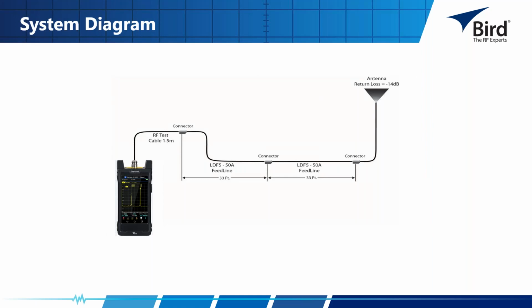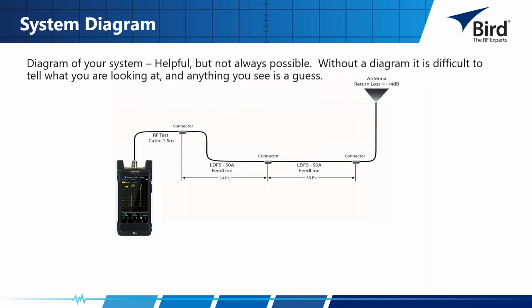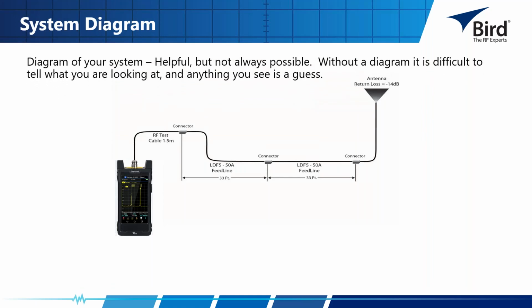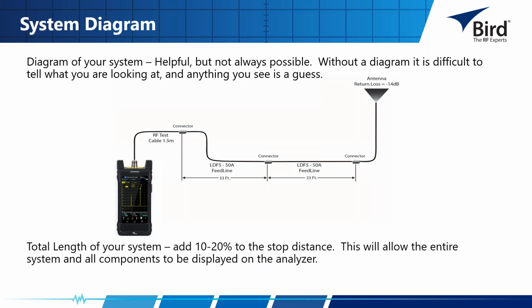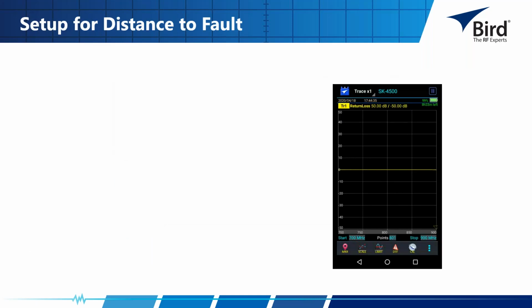I mentioned it's helpful to have a system diagram, and I know it's not always possible. Without a diagram, it is difficult to tell what you're looking at, and anything you see is a guess. I also mentioned total length of your system, add 10 to 20% to the stop distance. This will allow the entire system and all components to be displayed on the analyzer.